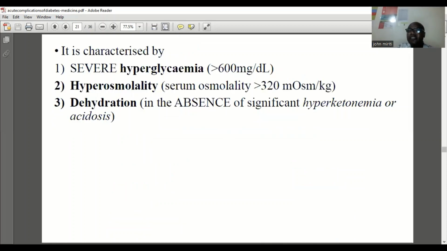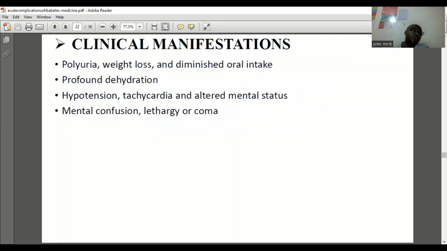It is characterized by severe hyperglycemia of more than 600 milligrams per deciliter, and by hyperosmolarity with serum osmolarity of more than 350, and it is also associated with dehydration in the absence of significant ketonuria or acidosis. So what are the clinical manifestations of this condition? The patient will come with polyuria, weight loss, and diminished oral intake, profound dehydration, hypotension, tachycardia, and altered mental status, mental confusion, and coma.